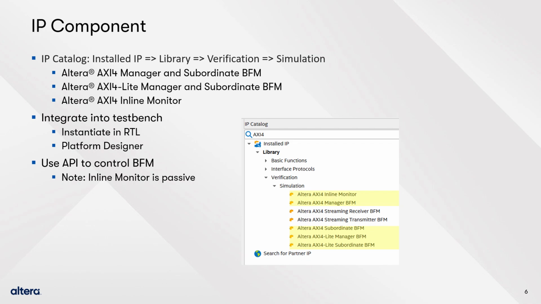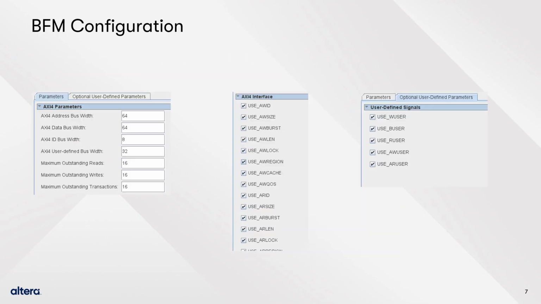One note is that the inline monitor is passive, so it runs in the background, continuously monitoring. The BFM configuration consists of setting up the bus widths and outstanding reads and writes and transactions. Then you can also select which AXI4 interface signals you would like to use, and then any user-defined signals that you would like to use.